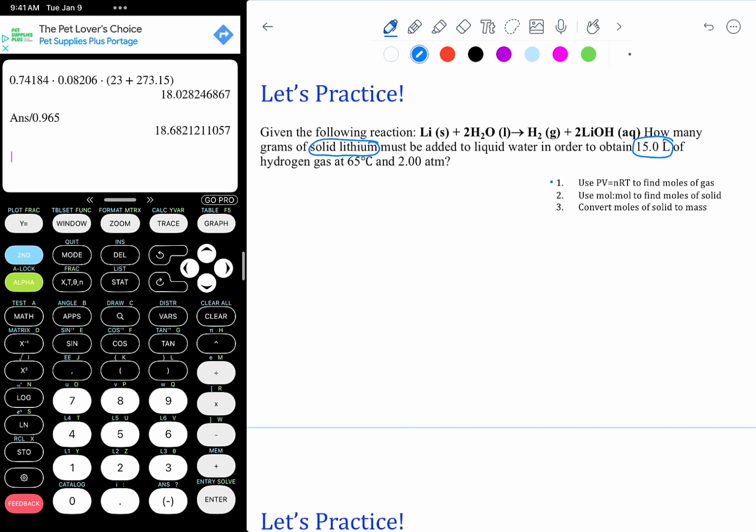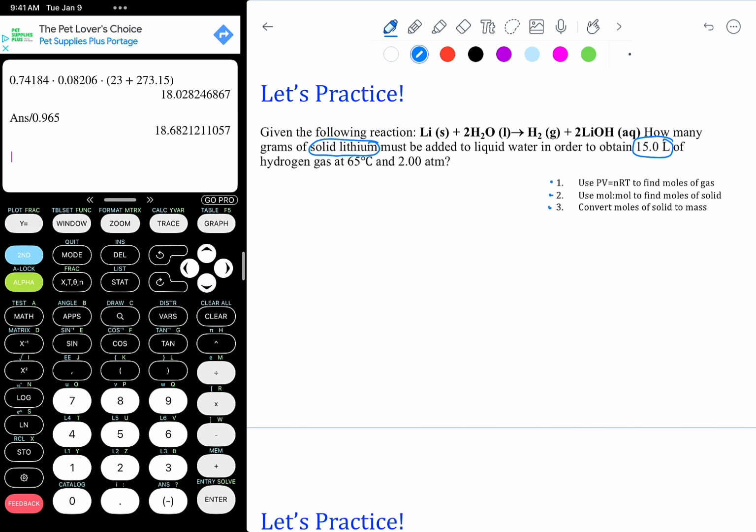Once we have moles of gas, we're going to convert to moles of solid in step 2 using our mole to mole ratio. And once we have our moles of solid, we can convert moles to mass using the molar mass of that solid. So the same thing that we've been doing, just now working backwards.